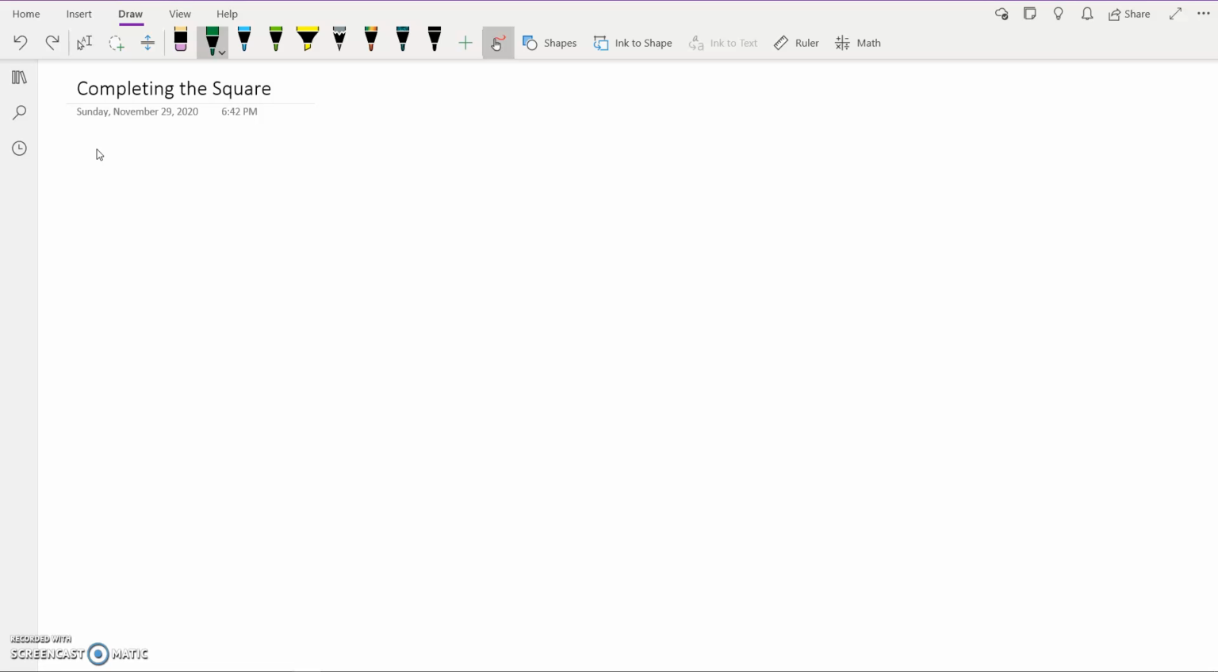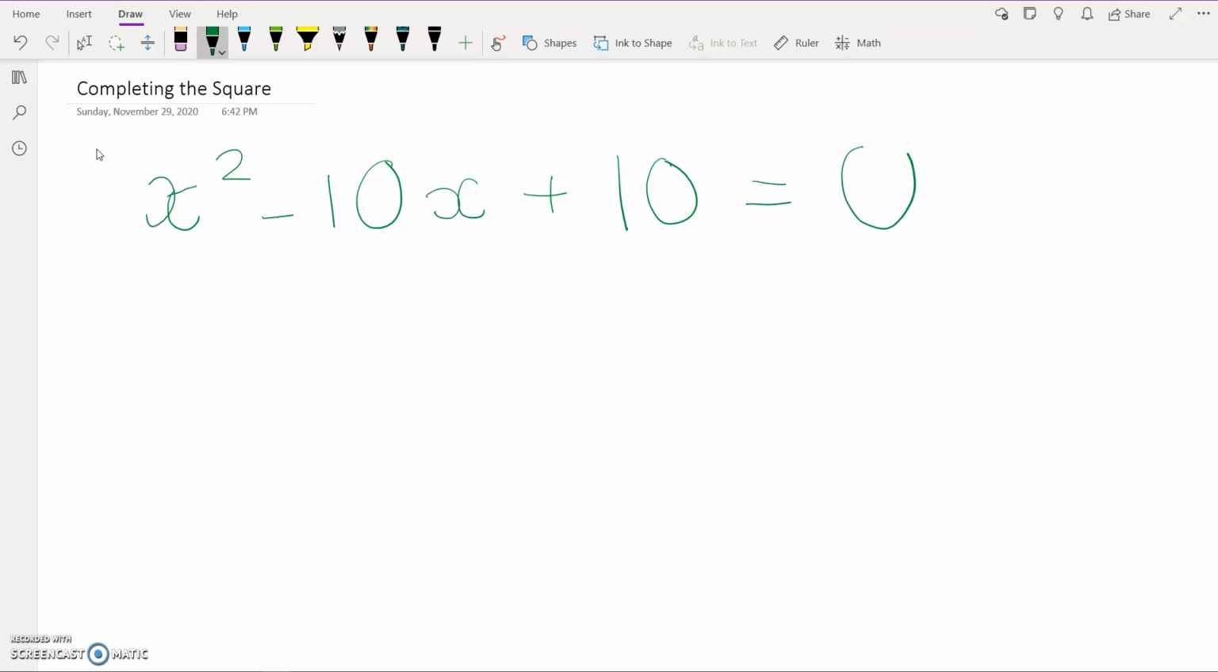Let's try working through a problem, a relatively simple problem, where we will have to solve for x using the completing the square method. So let's just work through this together, and along the way we will learn together how to complete the square.